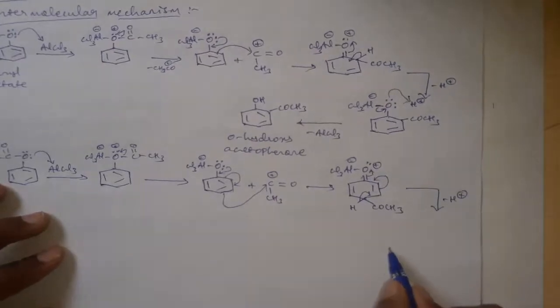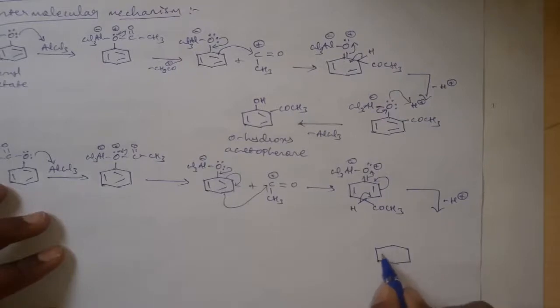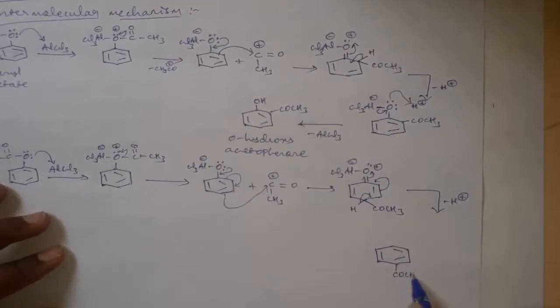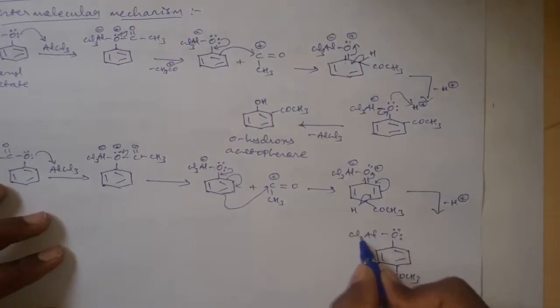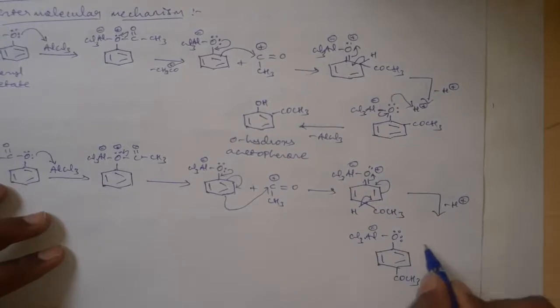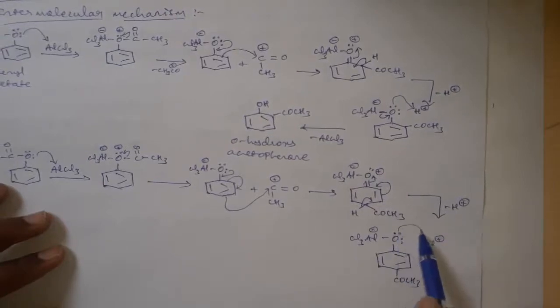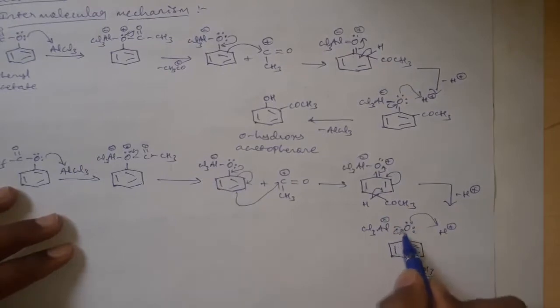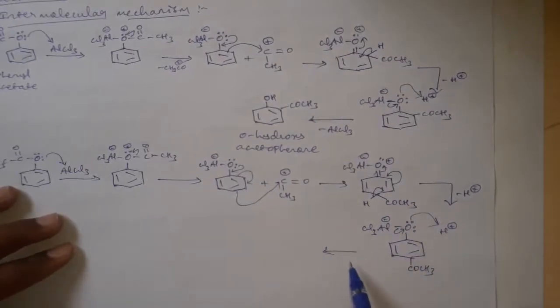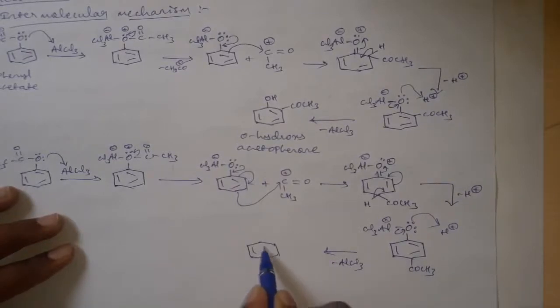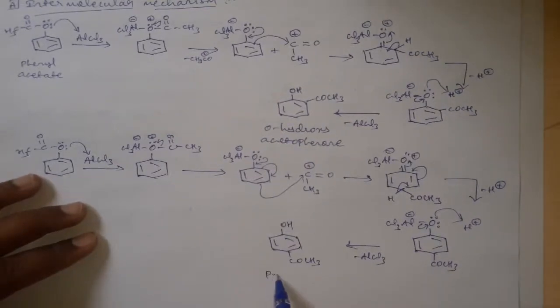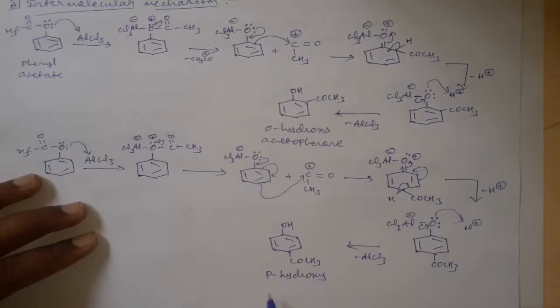Then back bonding takes place with the loss of proton, it forms COCH3 single bond O AlCl3 minus. And we know that this proton is there in the reaction medium only, then this oxygen will abstract that proton and drag this bonded pair of electrons towards itself, and here the loss of AlCl3 takes place, giving back the final product COCH3, that is a para hydroxyacetophenone.